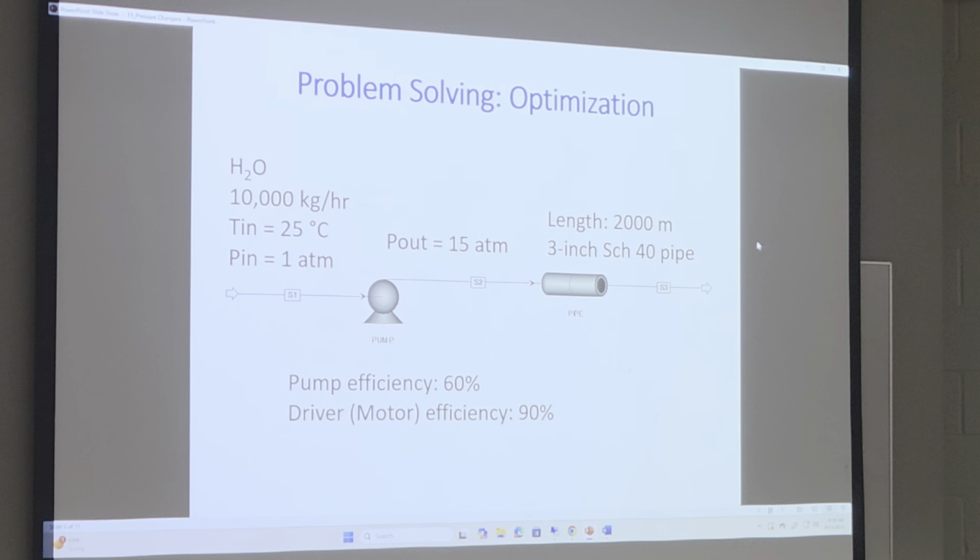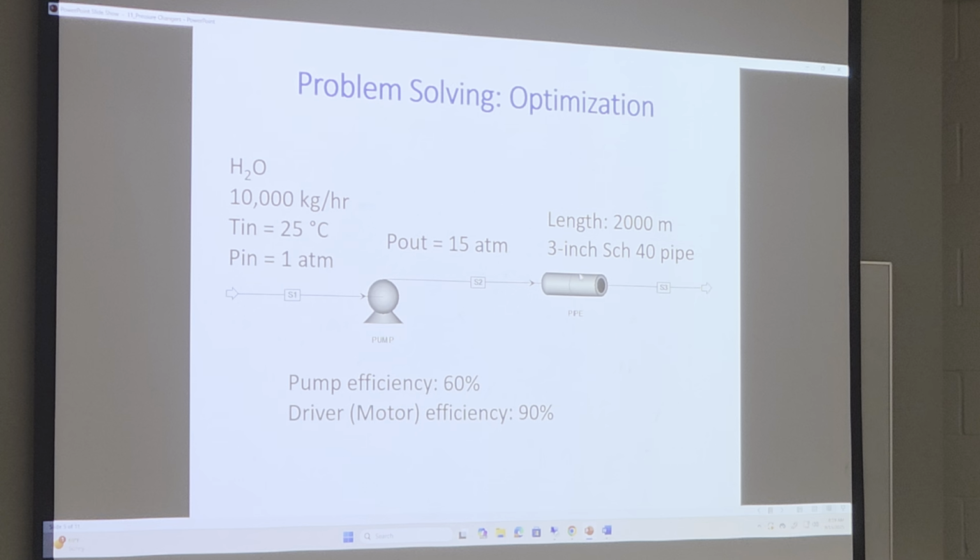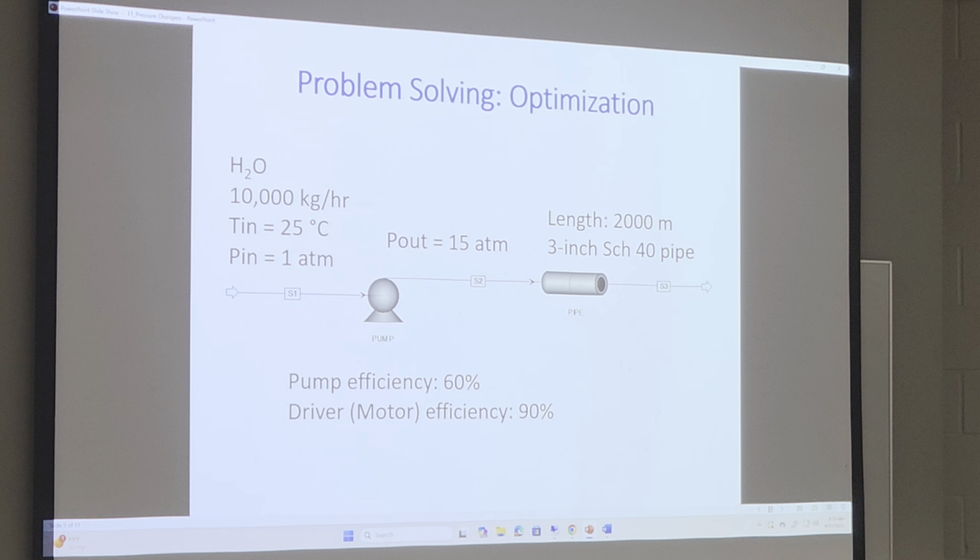So far we just warmed up. Problem solving using optimization function available in Aspen. We exactly have the same pumping system and piping system. Now we know if you want to design longer distance, we have to use a 3-inch. So let's look at 3-inch schedule 40 pipe, but the length is 2,000 meters. Okay. Make sense? All right.